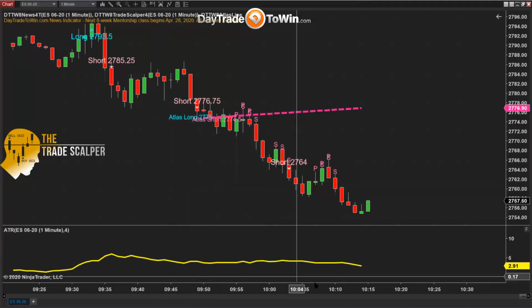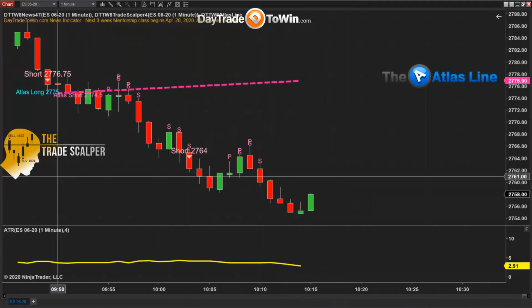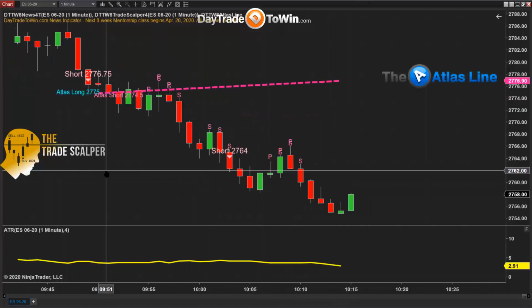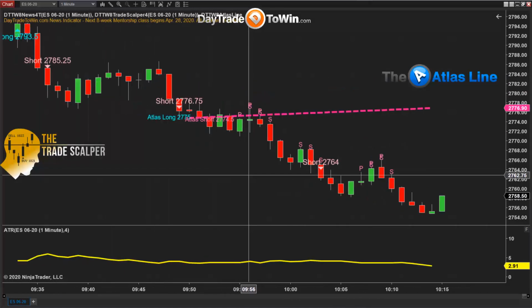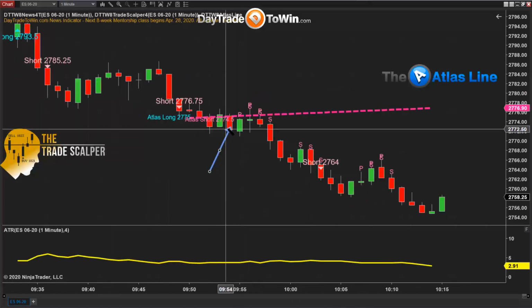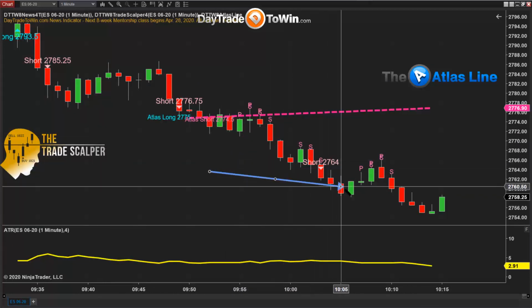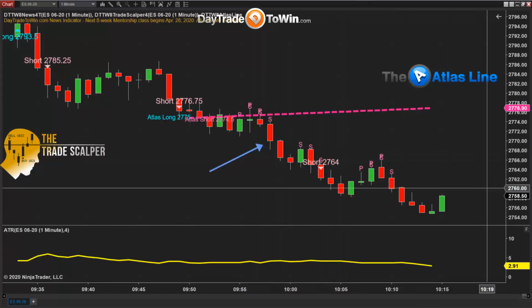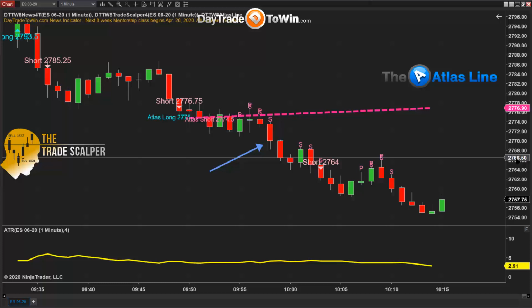Okay, so the Atlas line is indicating short, right? What we're seeing here is short because the market is trading below the Atlas line. We're going to focus on short trades. Not that you can't go long, but it's a good idea to have most of the methods that you're looking at indicating in one direction or another.